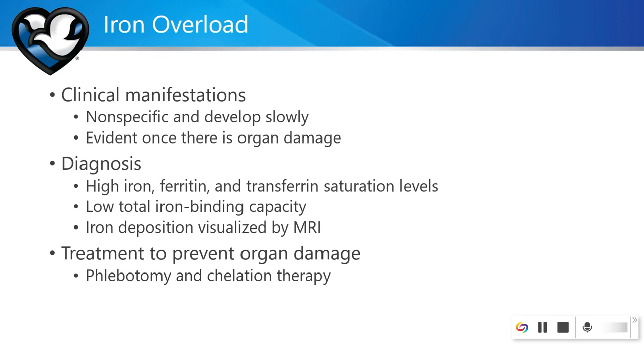Iron levels, ferritin, and transferrin saturation are all high, and the total iron binding capacity is low, reflecting the inability to bind. Treatment may include phlebotomy or chelation therapy. The goal of therapy is to prevent organ damage.